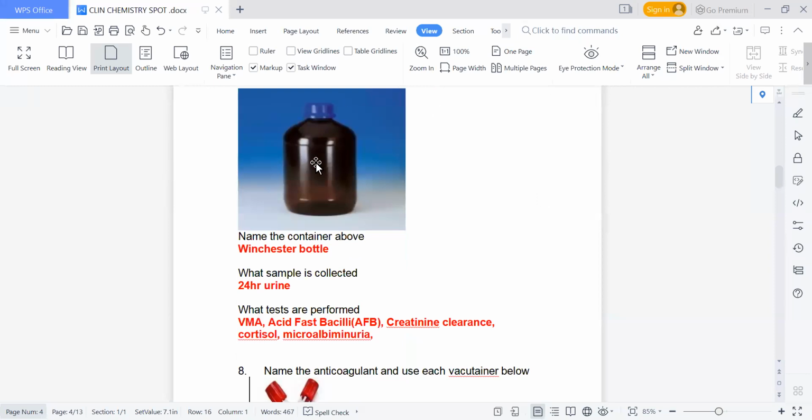This amber bottle here is a Winchester bottle. It collects 24-hour urine, which is used to test for acid-fast bacilli, VMA test for pheochromocytomas, creatinine clearance tests, cortisol, and microalbuminuria.